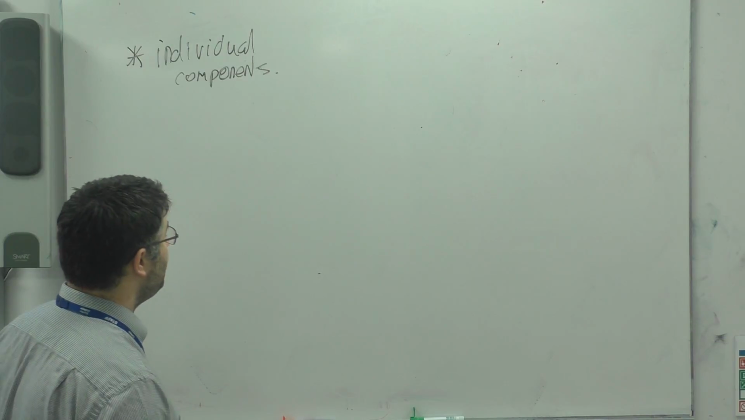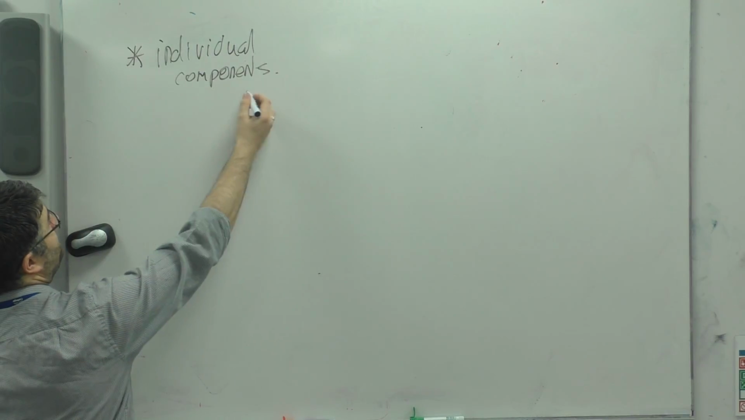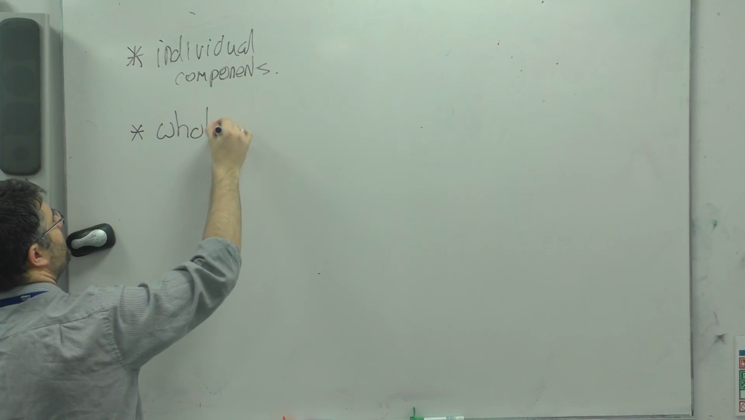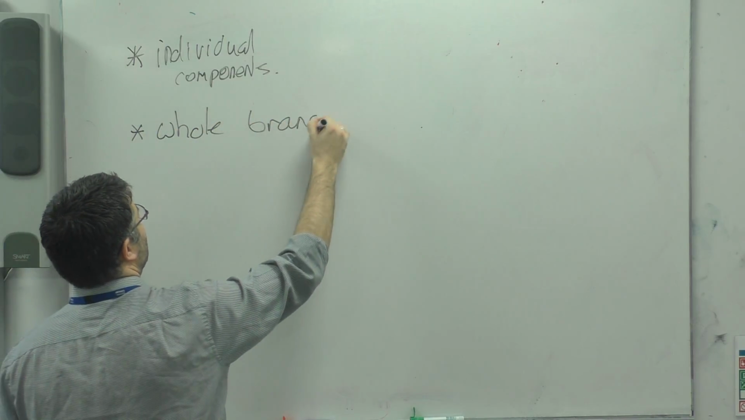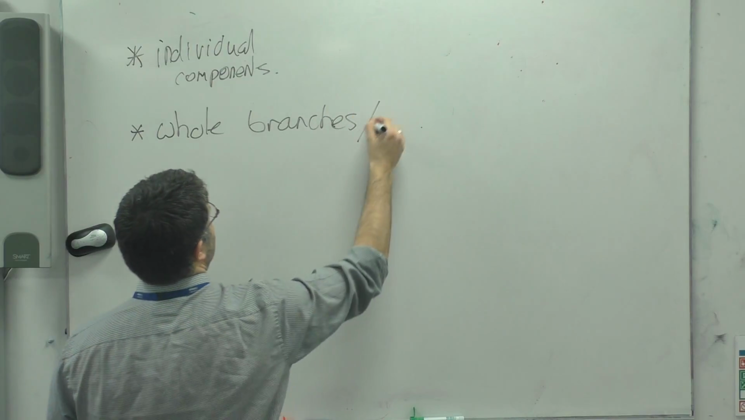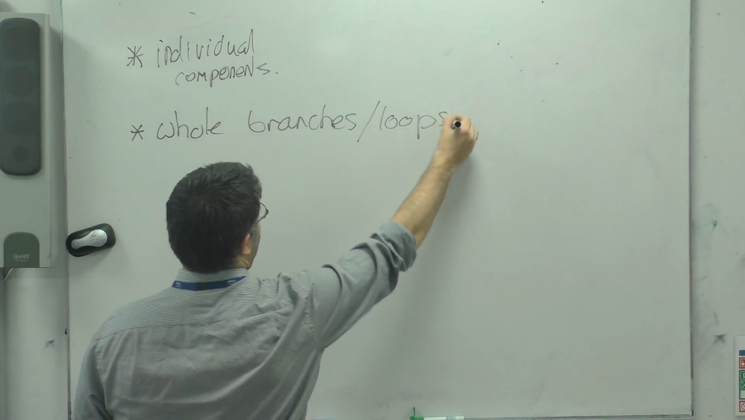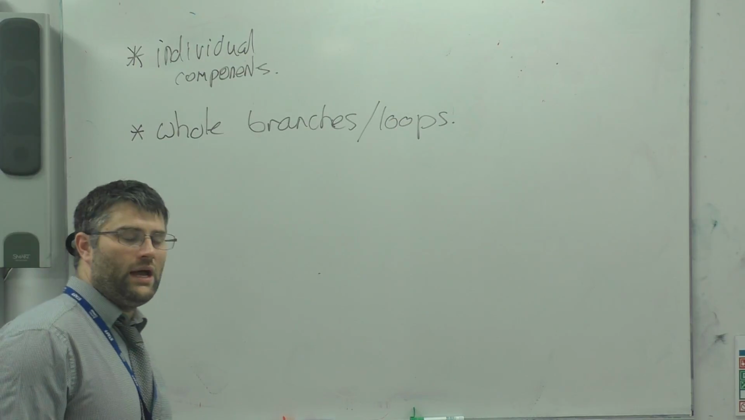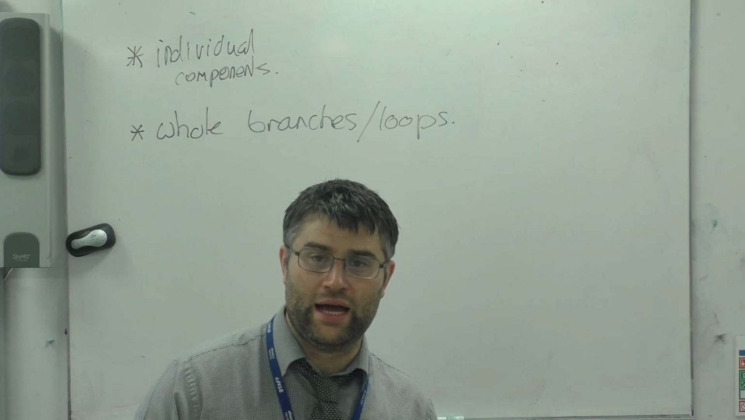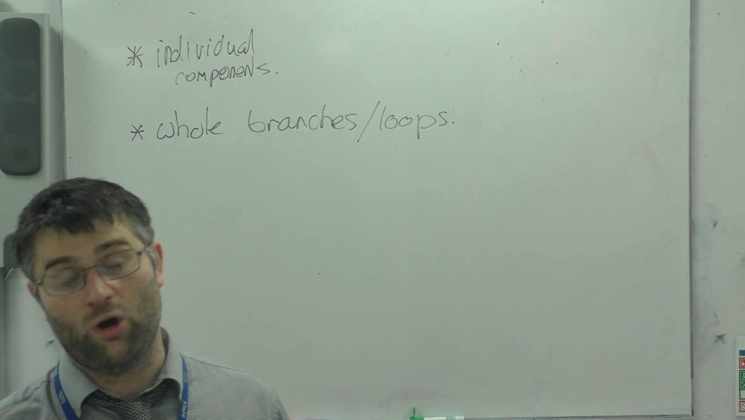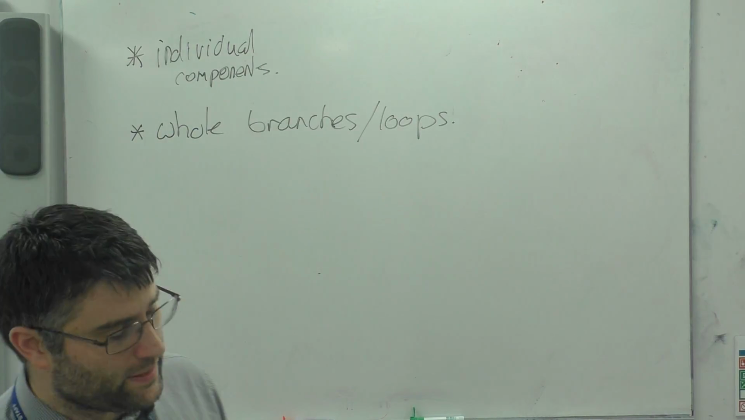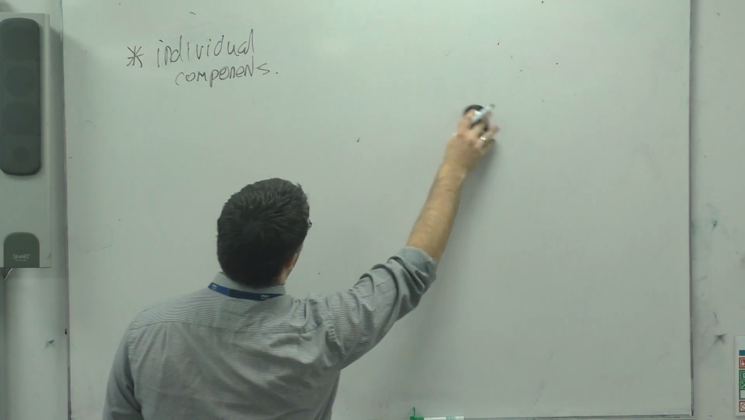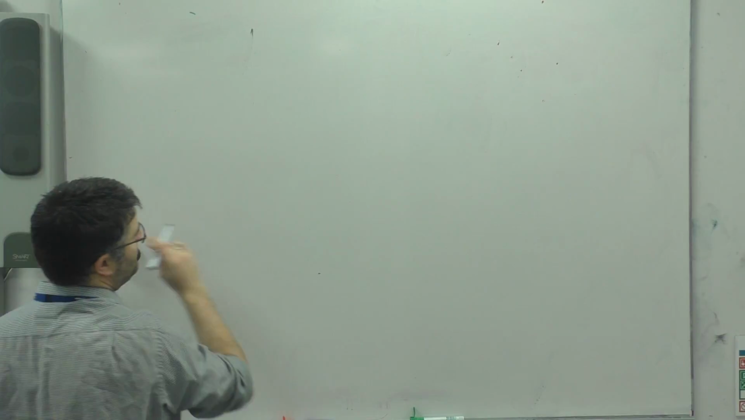So what we've got here is a situation where we can look at individual components. We can also look at whole branches, or loops, depending on whose law or what law we look at. So depending on how we utilise Ohm's law depends on what perspective and what values we've been given. So let's look at our first example of individual components. So nice and simple to start out with.